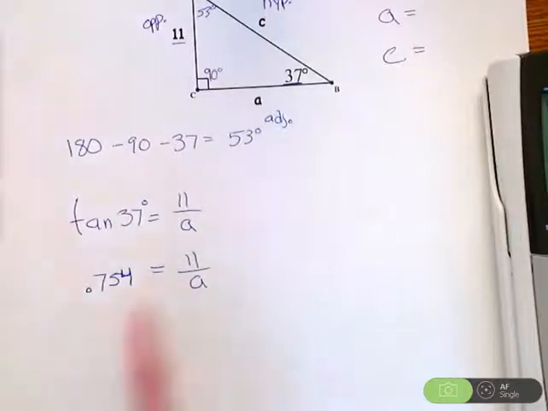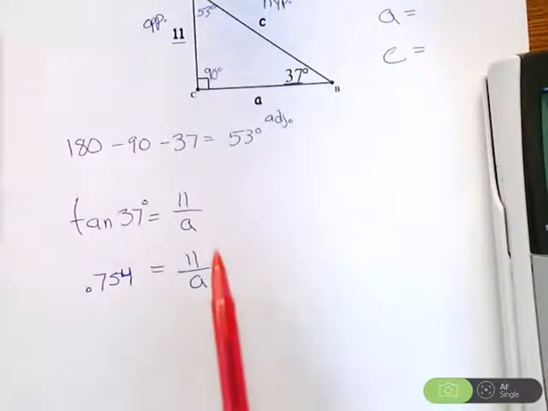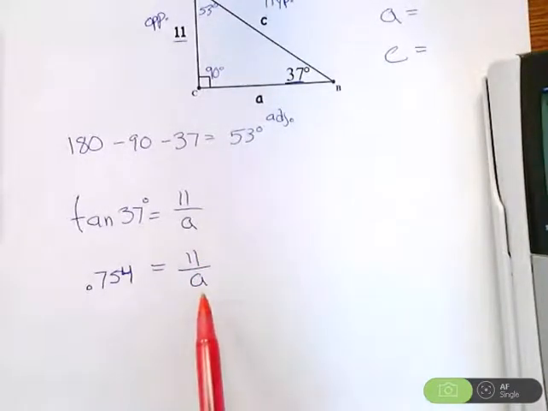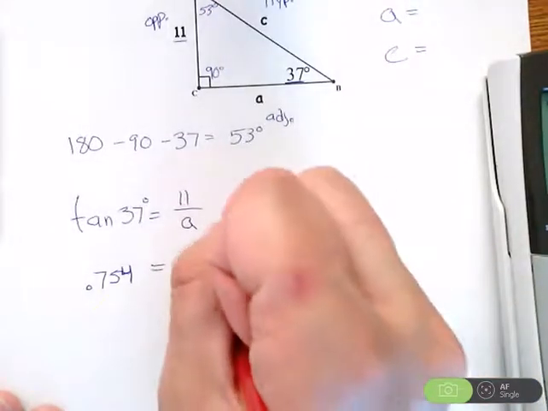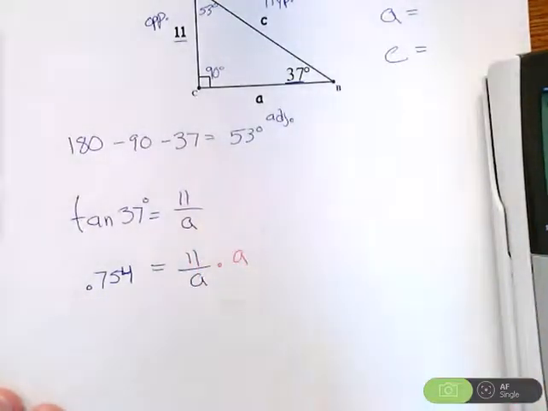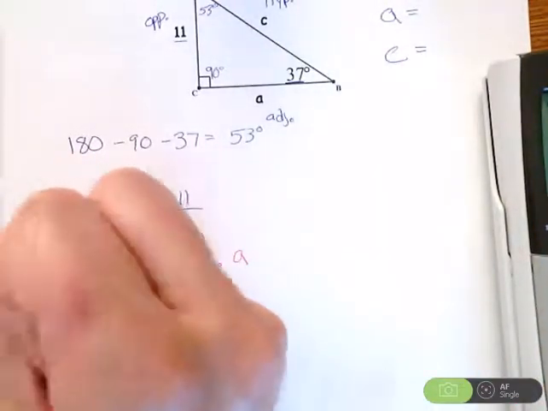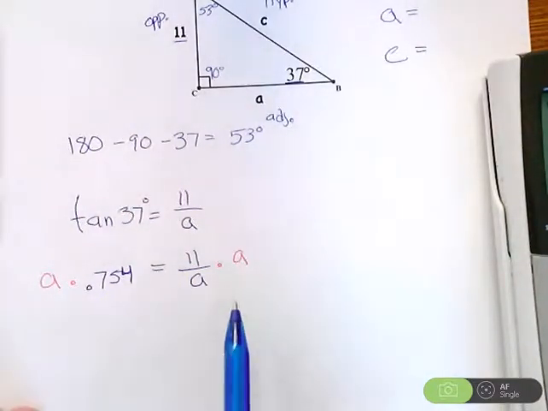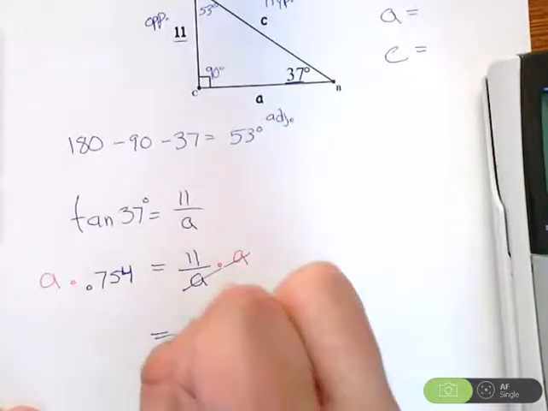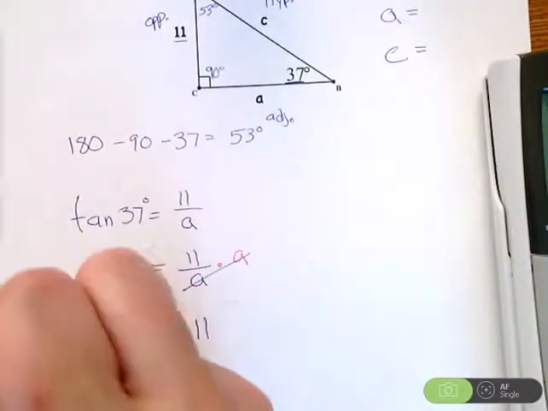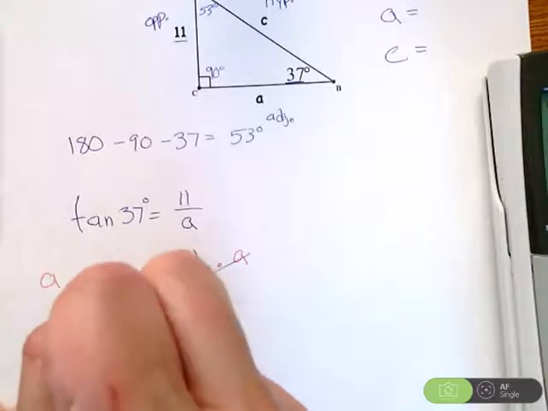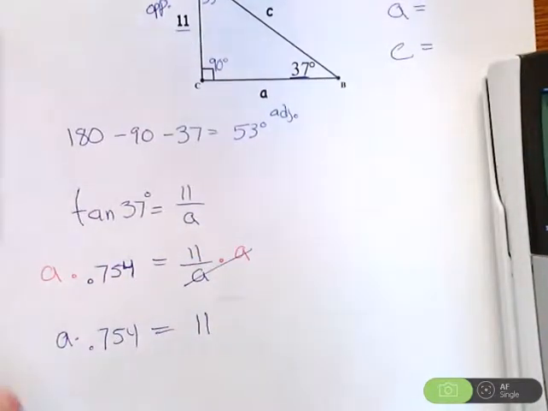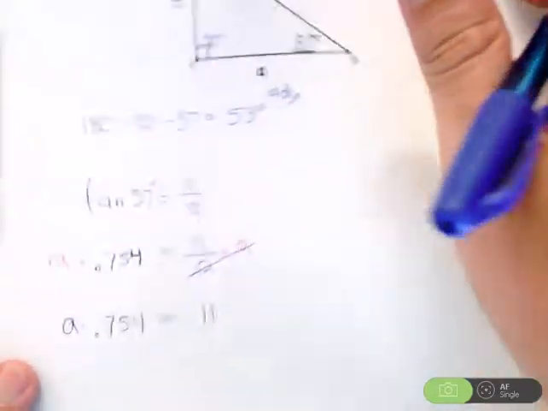Now to solve this, I've got to get A all by itself. A is currently located in the denominator. I want to get that out of the denominator so I can more easily isolate it. So if I'm dividing by A, we can easily just multiply this side by A while multiplying that side by A, and those will cancel. So we're left with 11, and on the left side, we have A times 0.754. So the fractions are gone, which makes it a lot easier to solve.